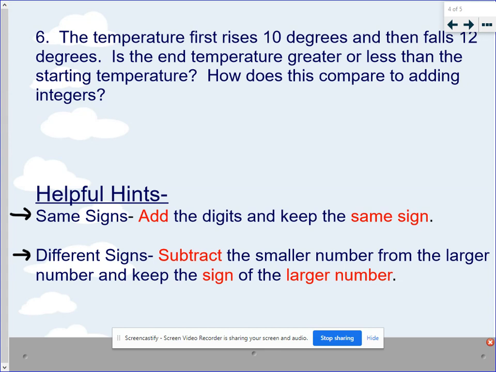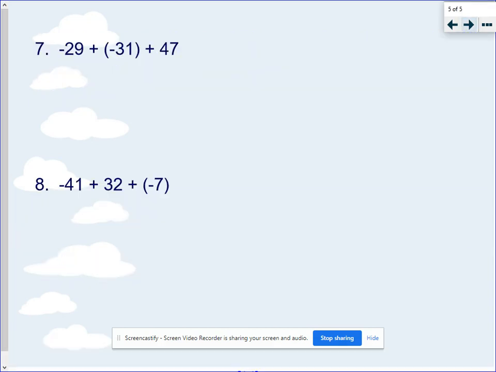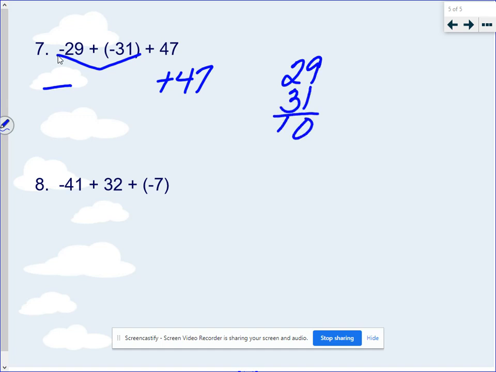That's going to be helpful in our last two examples, where now we're going to be dealing with bigger numbers and more numbers. So example number 7, here we go. The first thing we do is we just look at the first two numbers. This positive 47 just sits here and waits until we are ready to deal with it. So now we owe $29 and we owe 31. Same sign, take the sum, keep the same sign. So we're going to keep the same negative and we're going to take its sum. So we take 29 and we're going to add the 31 and we will get a negative 60.